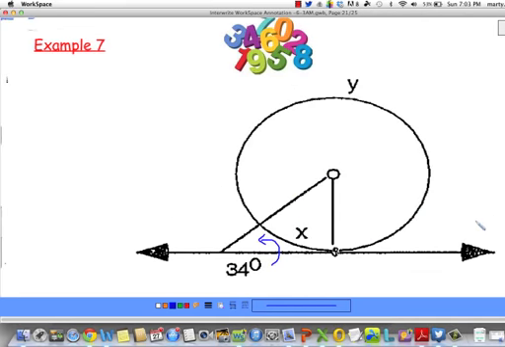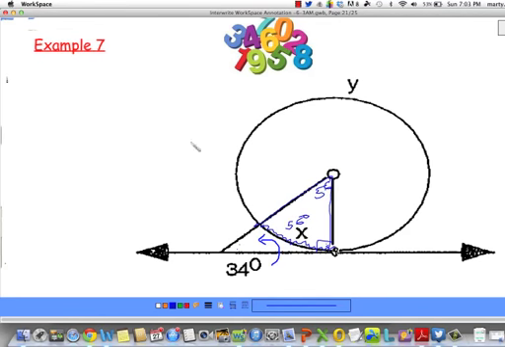Remember, if we have a radius intersecting a tangent, that's a right angle. If this is 34 degrees right here, that's what that arrow is saying, and this is 90 degrees. Again, we're looking for this arc. That X is an arc right there. I got a 90 and a 34, which means this has to be 56. That's the central angle. X is 56 degrees.